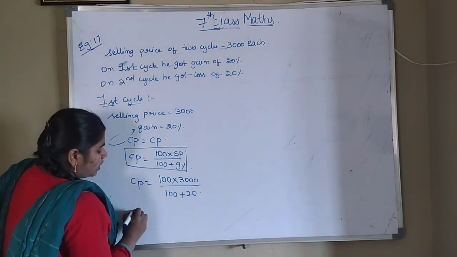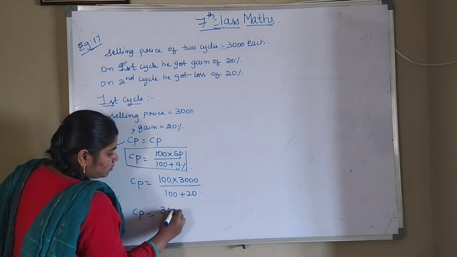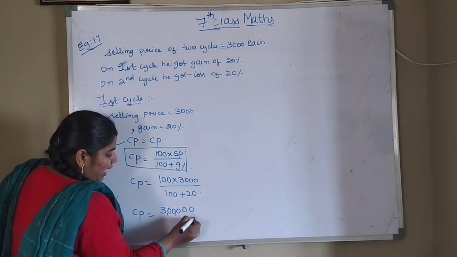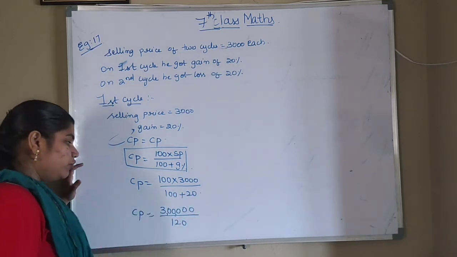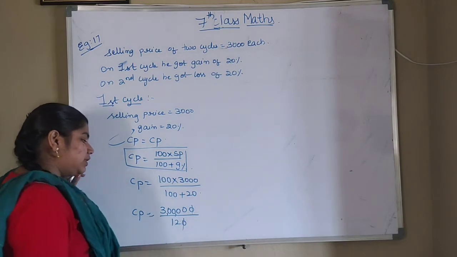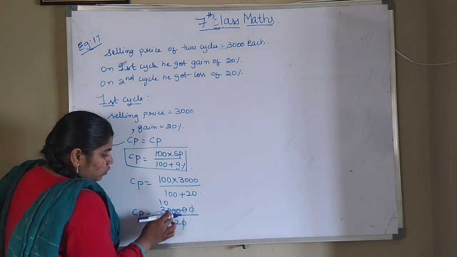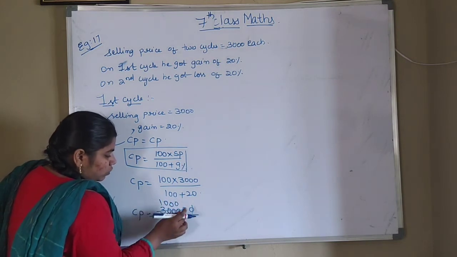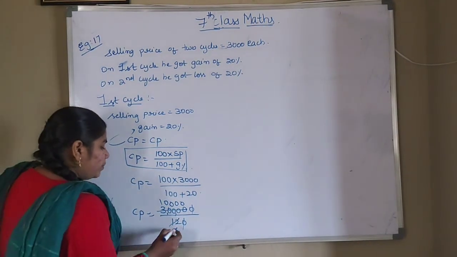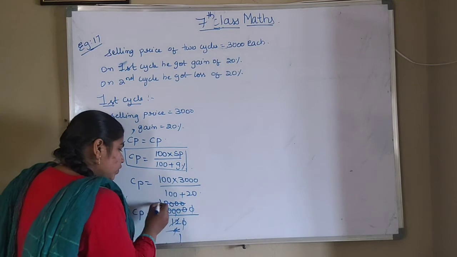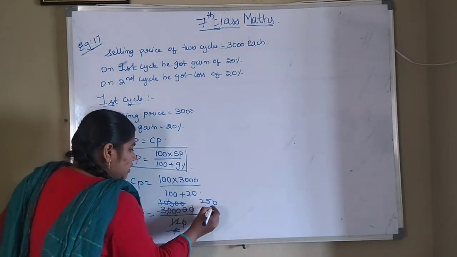20. Now CP is equals to 100 into 3,000 will be equals to 3 lakhs by 100 plus 20 is 120. Okay, now we do cancellation. 0, 0 will get cancelled. Here I am cancelling in 3 table. 3 ones are 3, 3 zeros are 0. 3 fours are 12. Now we can cancel in 4 table. 4 ones are 4, 4 twos are 8, 4 fives are 20, 4 zeros are 0.